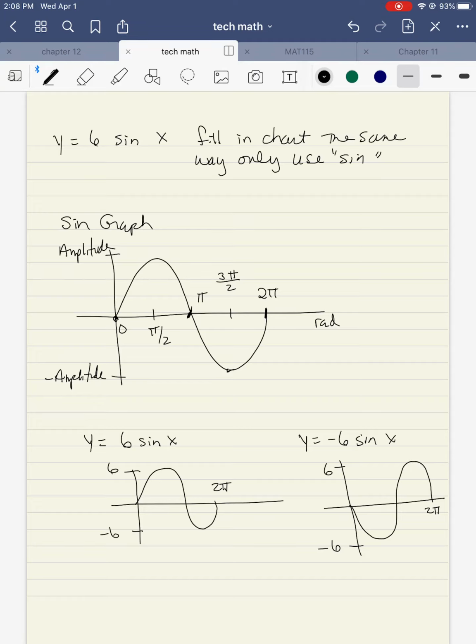So for y equals 6 sine x, it looks like a regular sine wave ending at 2 pi, but it goes up to 6 and down to minus 6. If I had y equals minus 6 sine x, and I'm graphing that, it looks like a general sine wave curve. The only difference is it goes down before it goes up. So when you start at 0, it goes down and ends at 2 pi. Same for a cosine curve.